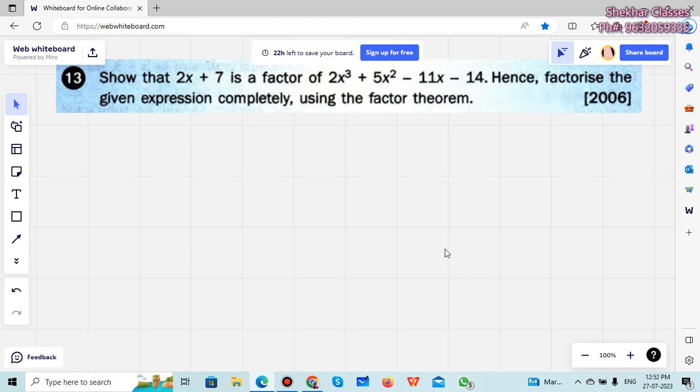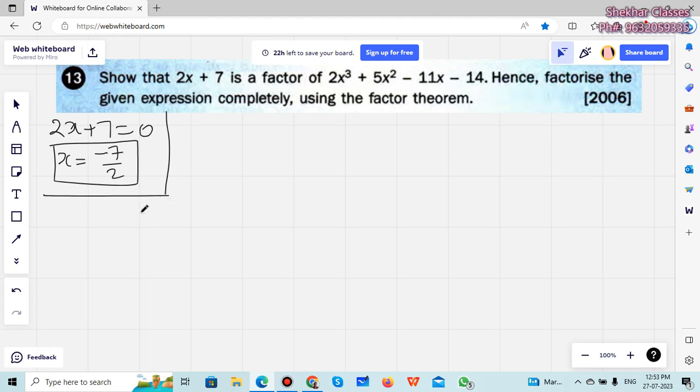Show that 2x plus 7 is a factor of 2x cubed plus 5x squared minus 11x minus 14, and hence factorize the given expression completely using the factor theorem. First, we have to prove it is a factor. You know how to do that. So 2x plus 7 is 0, so x is equal to minus 7 by 2. So I have to substitute the value of x as minus 7 by 2 in it.